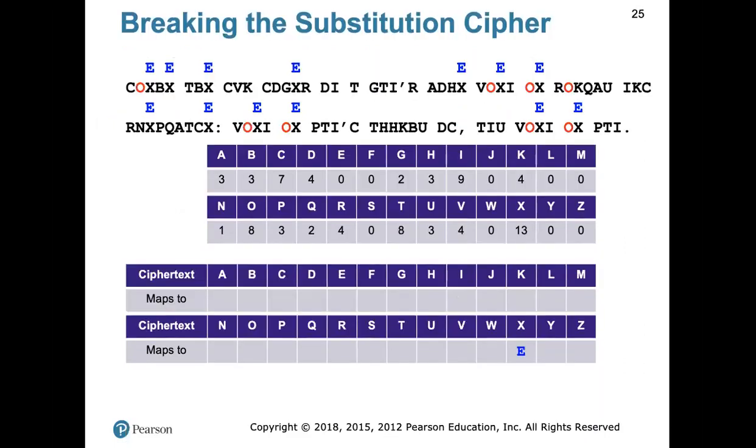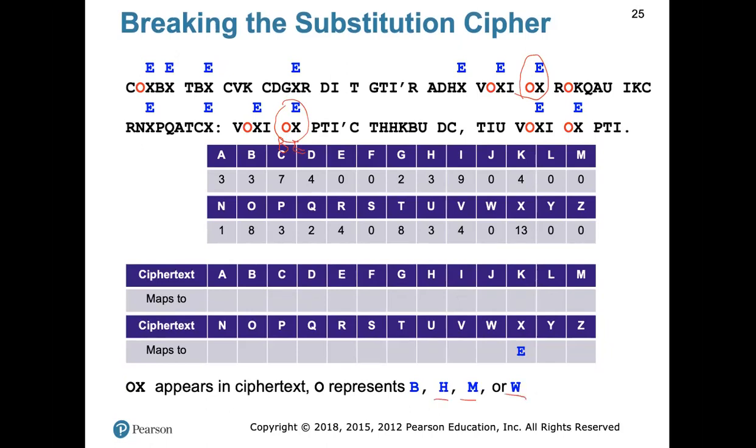The next thing, we can look at some of the two-letter words. For example, we have OX here. A part of that is extracted already. So this OX that ends with E should be either BE in English, or HE, or ME, or WE, any of these. But again, the number of times that O is repeated is also going to be helpful.